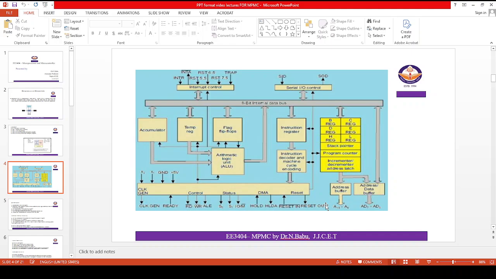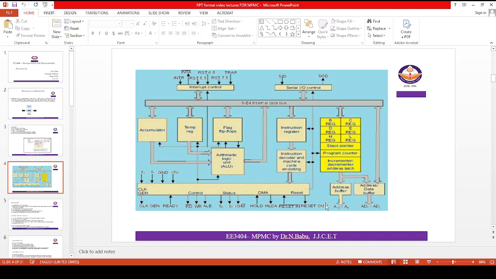Then flag register. The next 8-bit register is the flag register. What is a flag register? It is used to identify the status condition after completing the execution of the program. What is the status of the accumulator? What is the status of the register? After completing the ALU operation, if you want to add two numbers, whether carry is present or not. If carry is present, what is the status? That is called identifying the status condition of the register by using the flag register.